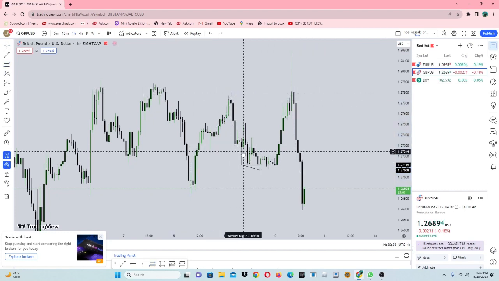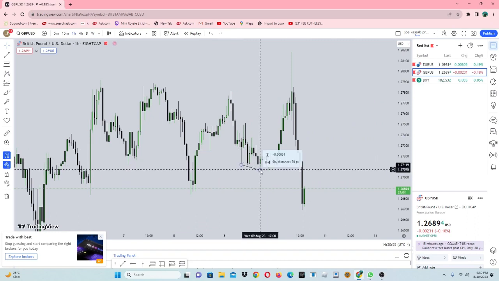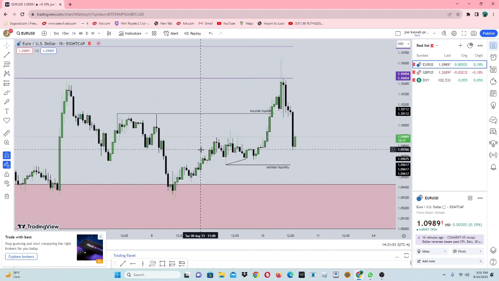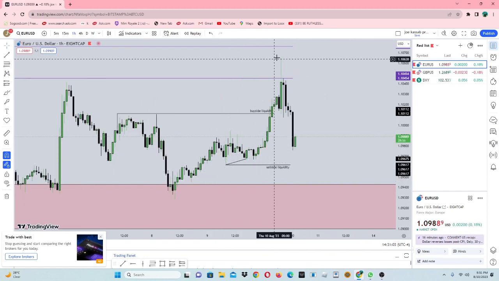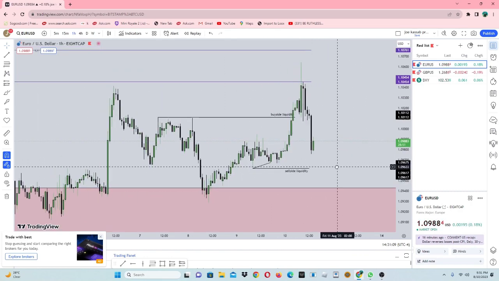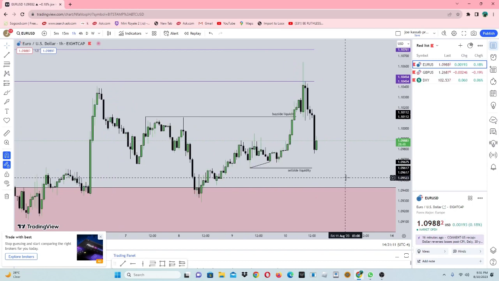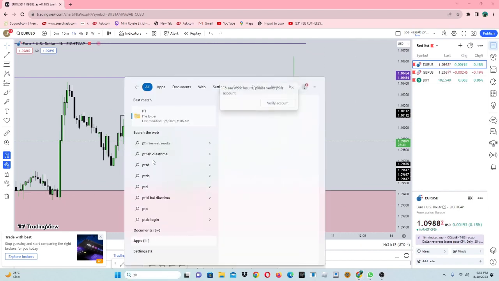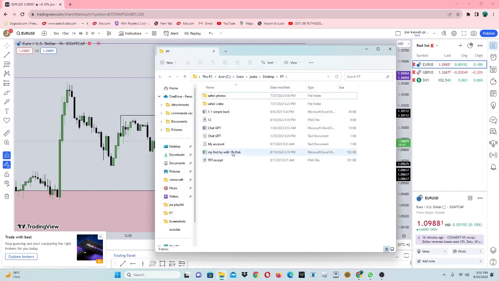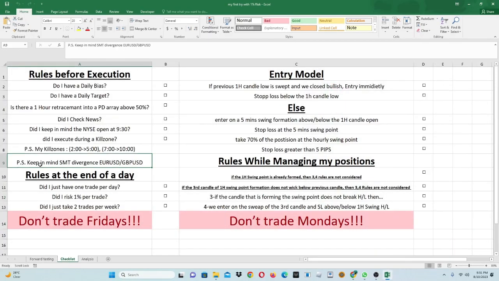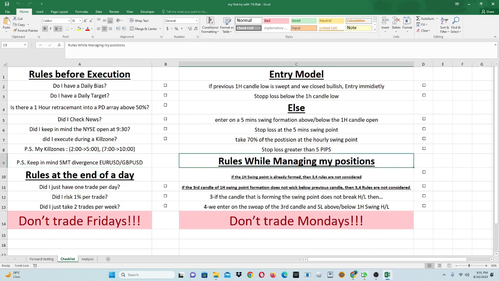So this is the 8 a.m. candle and this is the 5 p.m. candle. So as you can see, there is divergence right here, so it is more likely for Euro USD to reach higher targets, because it's not willing to push lower. So this is something new that I learned, that I have to keep in mind the SMT divergence between Euro USD and GBP USD, and I put it in a note. So as you can see, keep in mind SMT divergence between Euro USD and GBP USD.